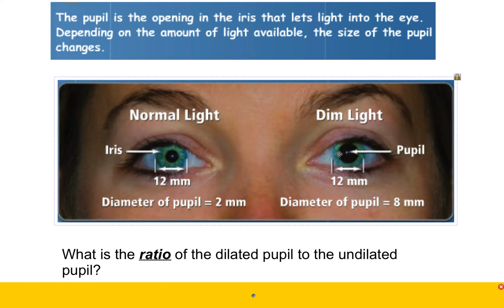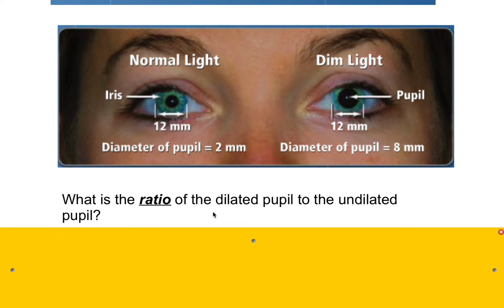In dim light or no light at all, the pupil dilates. The pupil gets larger, and as you can tell, in low light situations, your pupil is actually 8 millimeters long. So we have normal light, where the pupil is only 2 millimeters long, and in dim light, the pupil is 8 millimeters long. The iris stays the same. The iris is still 12 millimeters in diameter. So the question is, what is the ratio of the dilated pupil to the undilated pupil?